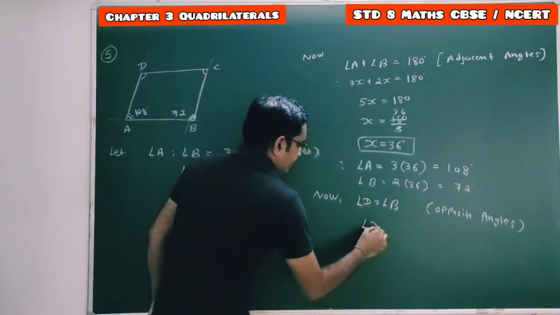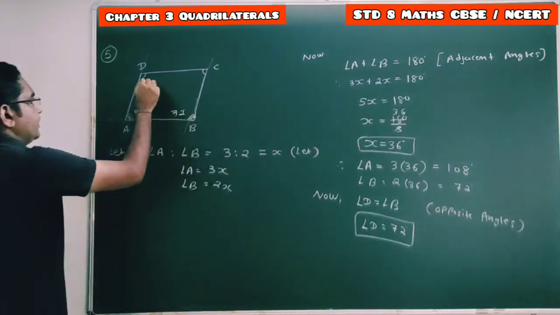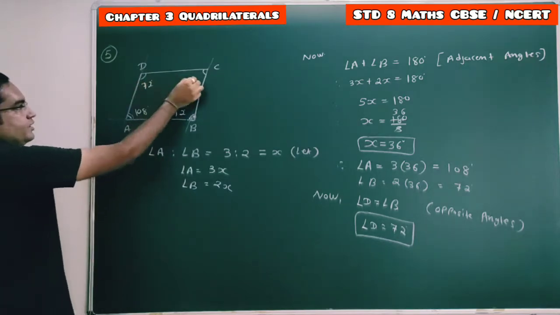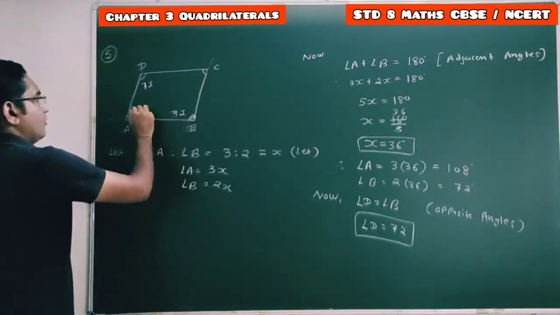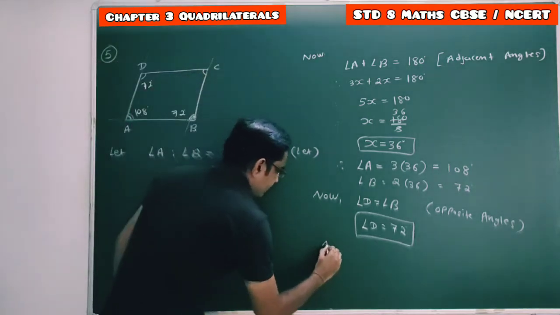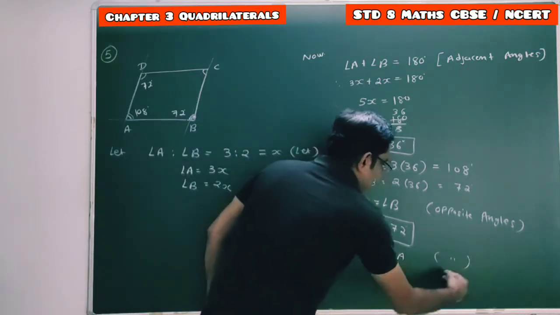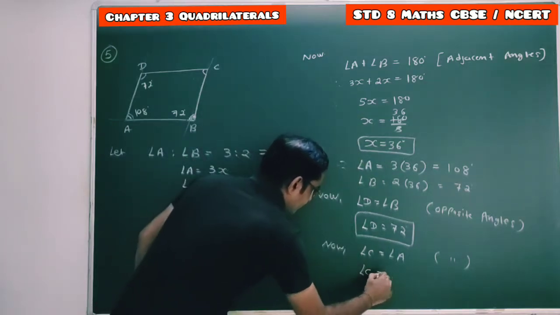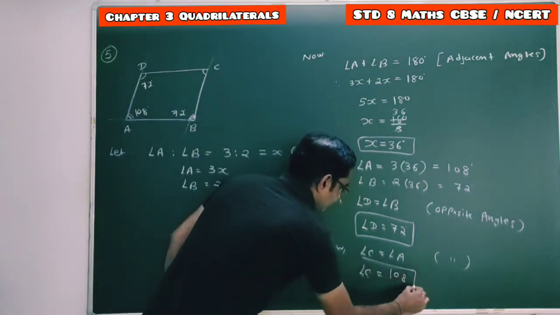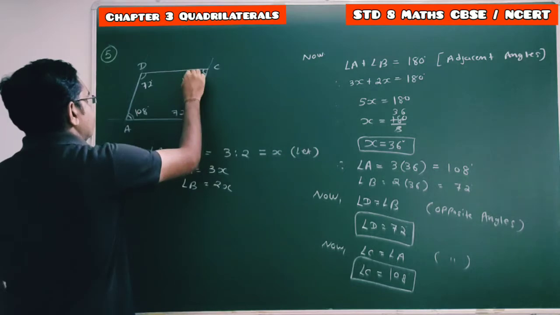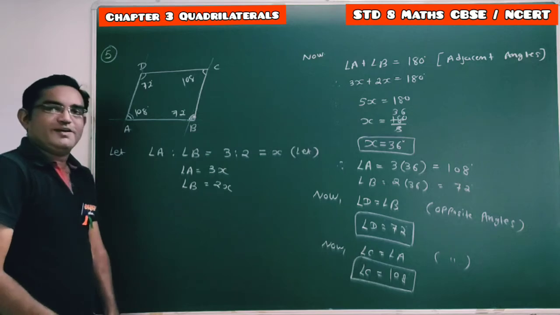Hence we can say angle D is also 72 degrees. Again, these two angles are supplementary angles. This is 72, this will be 108, and opposite angles are equal. Therefore, angle C will be equal to angle A. Reason: opposite angles. Therefore angle C equals angle A, which is 108 degrees. So the fourth angle is of the measure 108 degrees. Clear students? So pause this video and note it down.